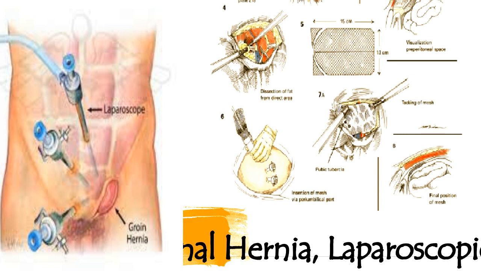The bladder catheter is removed. Prior to leaving the operating room, local anesthetic may be injected into the incision sites, or instilled into the preperitoneal space to facilitate pain management.